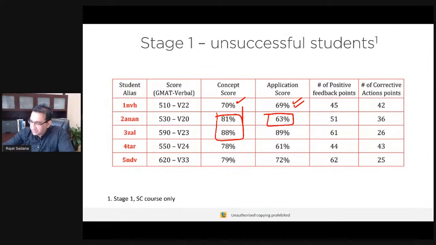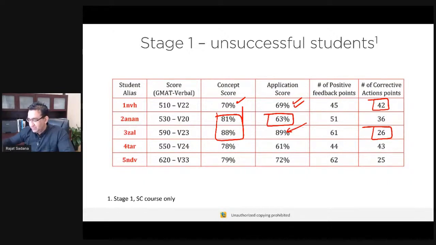One thing you'd notice is the number of corrective feedback points that these guys got. Even though this guy improved, the number of corrective feedback points is typically high, which means that when they were learning the lesson the first time, they weren't as focused. They did not do it as consistently.